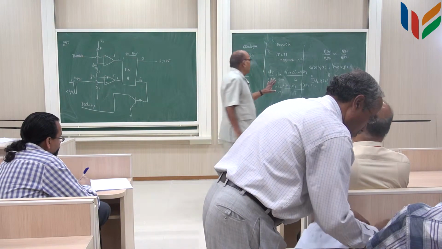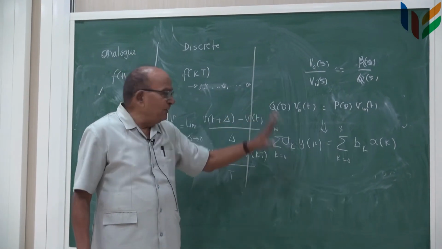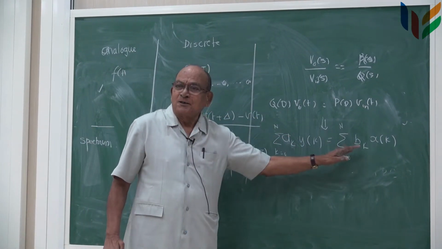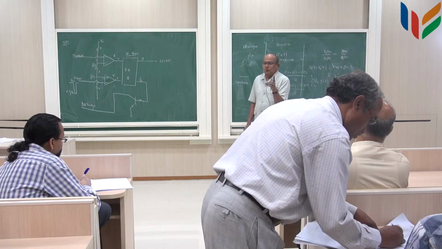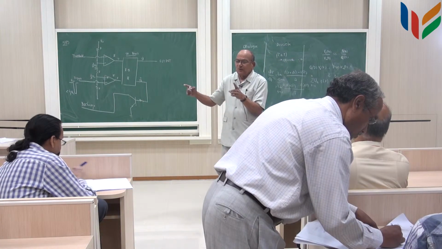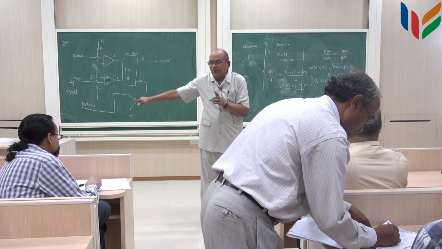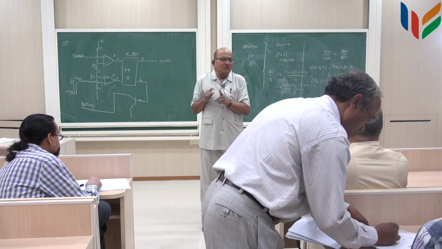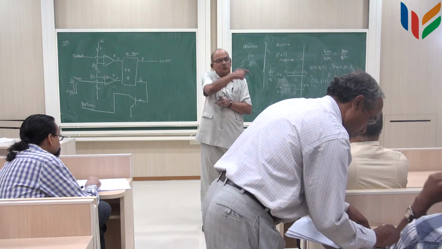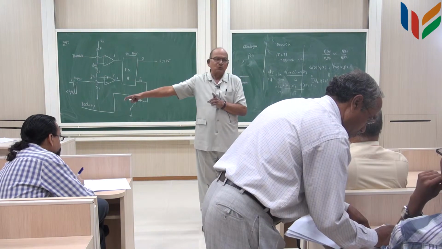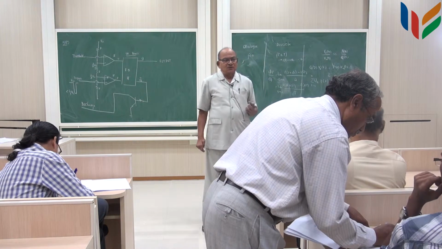So, if this corresponds to a causal system, then obviously I cannot have a general relationship like this. The output at any given instant of time will only depend upon the input samples in the past as well as the output samples till that instant. But I cannot make the present output depend on the output samples in the future or the input samples in the future. So, you must remember that when the system is causal.